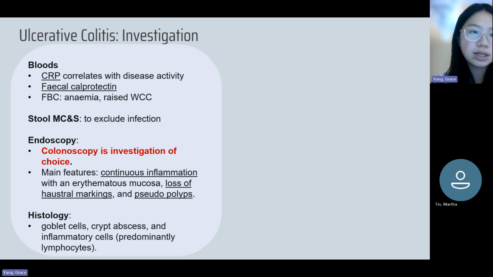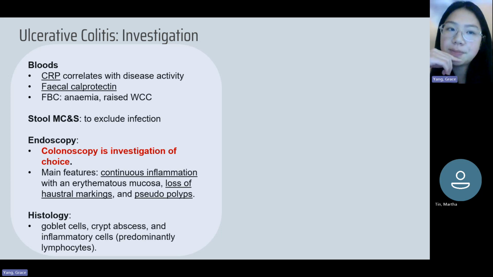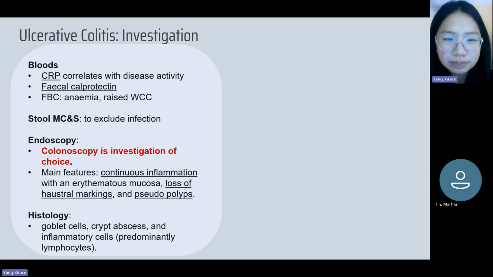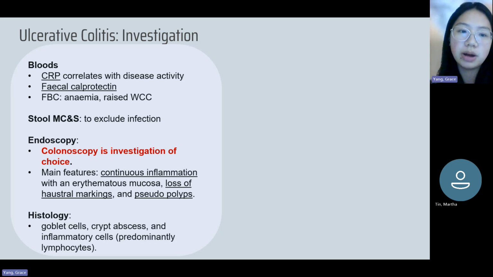Like Crohn's disease, CRP correlates with disease activity, and fecal calprotectin would be raised. And because there's a lot of bleeding going on, they might have anemia. As with Crohn's disease, you'd also take an MCNS to exclude any sort of infection. And again, colonoscopy is the investigation of choice. So this time you see a continuous inflammation, loss of haustral markings, and pseudopolyps.